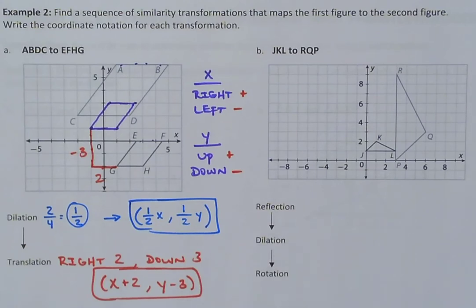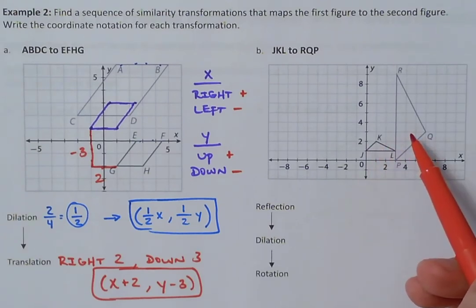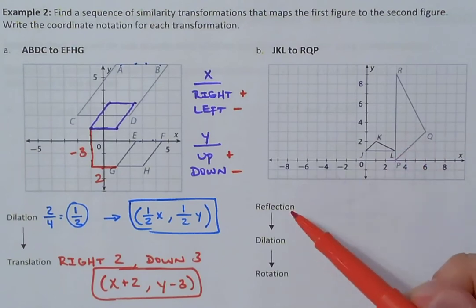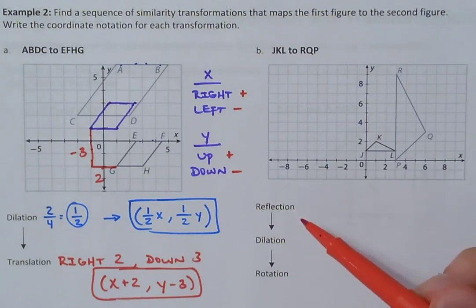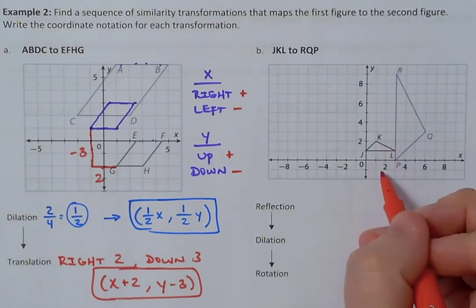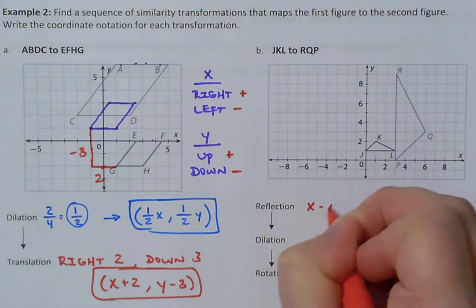So if we look at B, they want us to take JKL, this smaller one, and move it to this RQP. So we have to perform a reflection, a dilation, and then we have to provide a rotation. So, reflection. A couple different ways we can reflect. We can reflect over the x or the y-axis. We can reflect over the line y equals x or y equals negative x. For this one, we're just going to reflect over the x-axis.